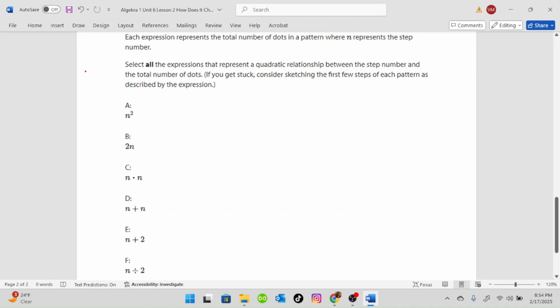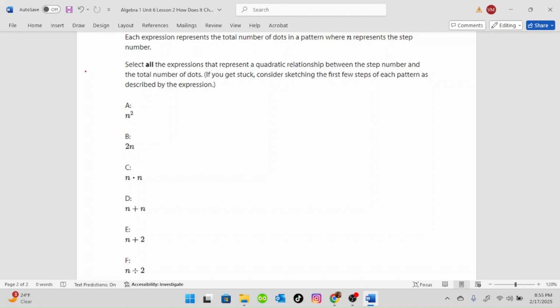Each expression represents the total number of dots in a pattern where n represents the step number. Select all the expressions that represent a quadratic relationship between the step number and the total number of dots. If you get stuck, consider sketching the first few steps of each pattern as described by the expression.